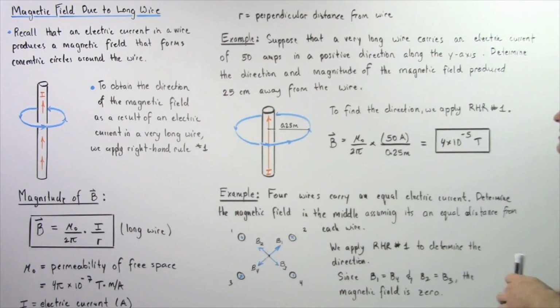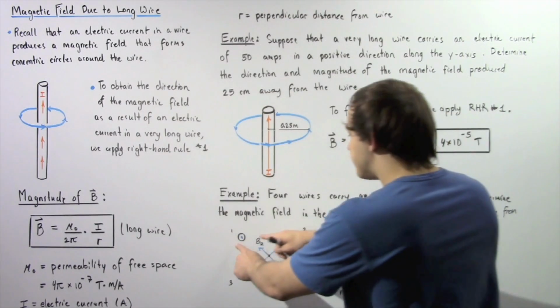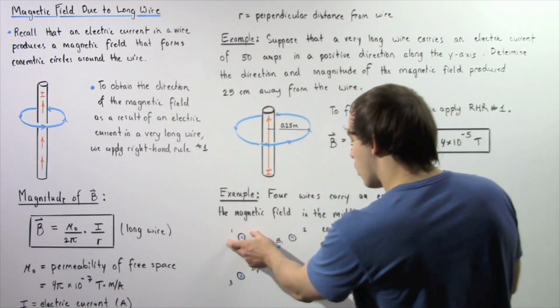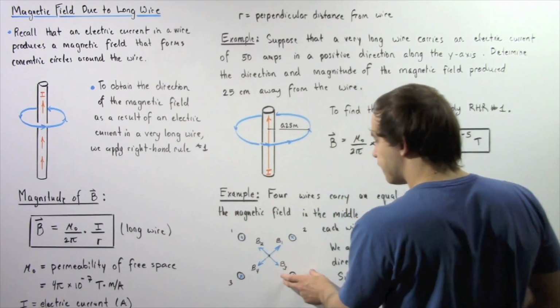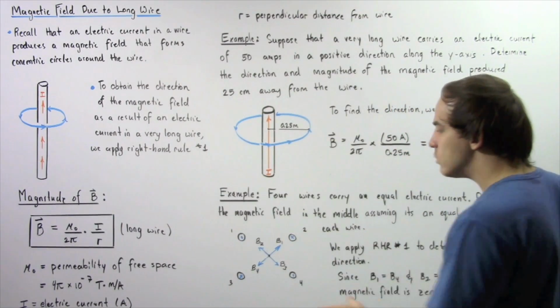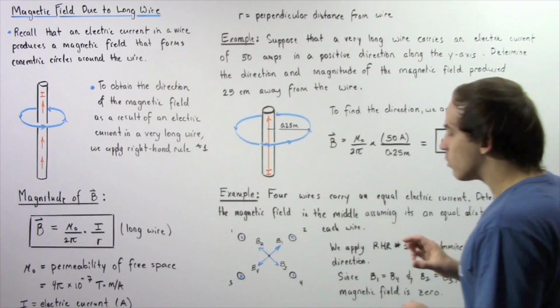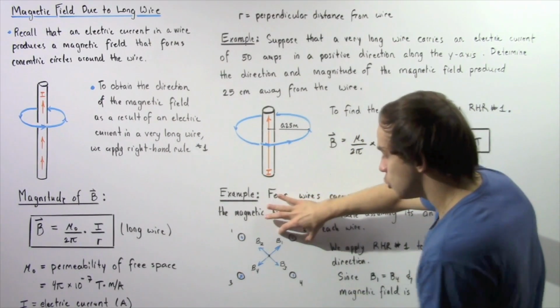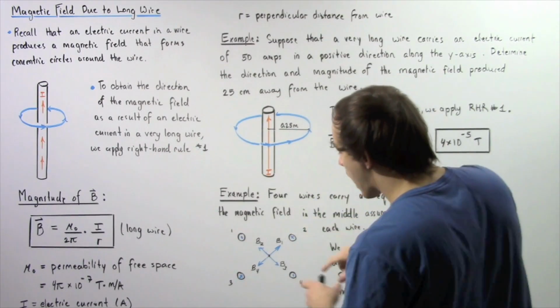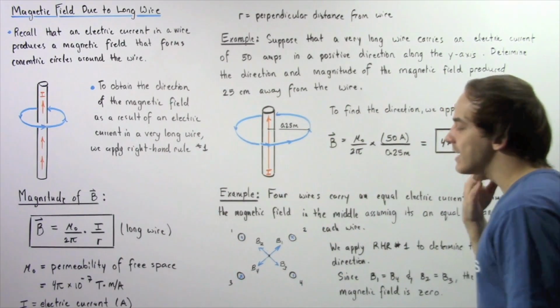Now, let's look at example number 2. Let's suppose we have 4 wires that carry an equal electric current. Determine the magnetic field in the middle, assuming it's an equal distance from each wire. So we have the following 4 wires: wire 1, wire 2, wire 3, and wire 4. Now, the electric current in wire 1 and 2 point out of the page, while our electric current in wire 2 and 3 are going into our board as shown by the following X's.